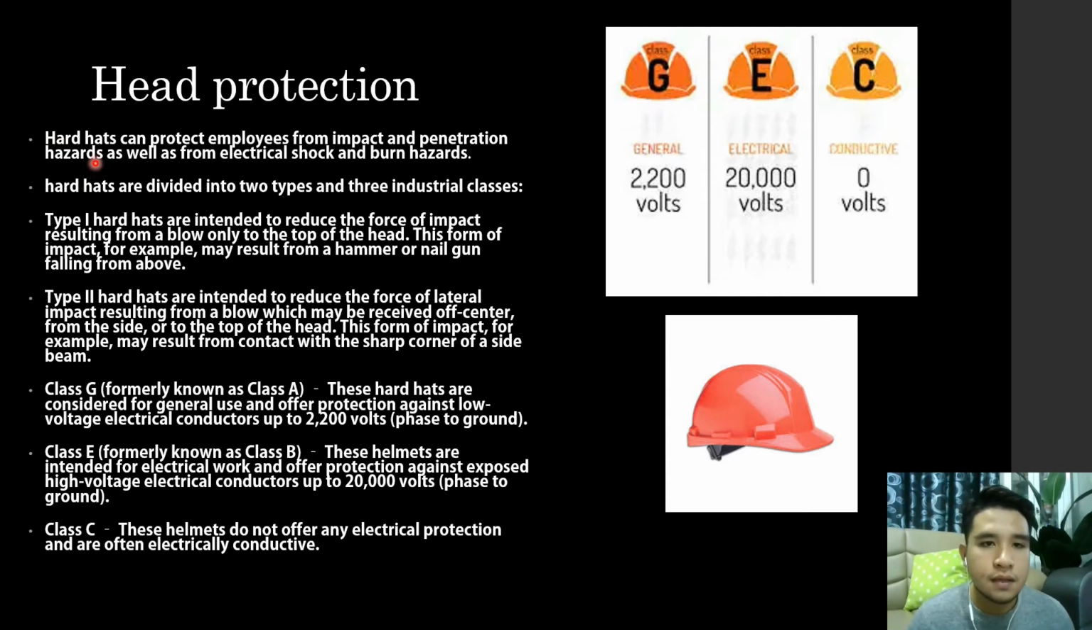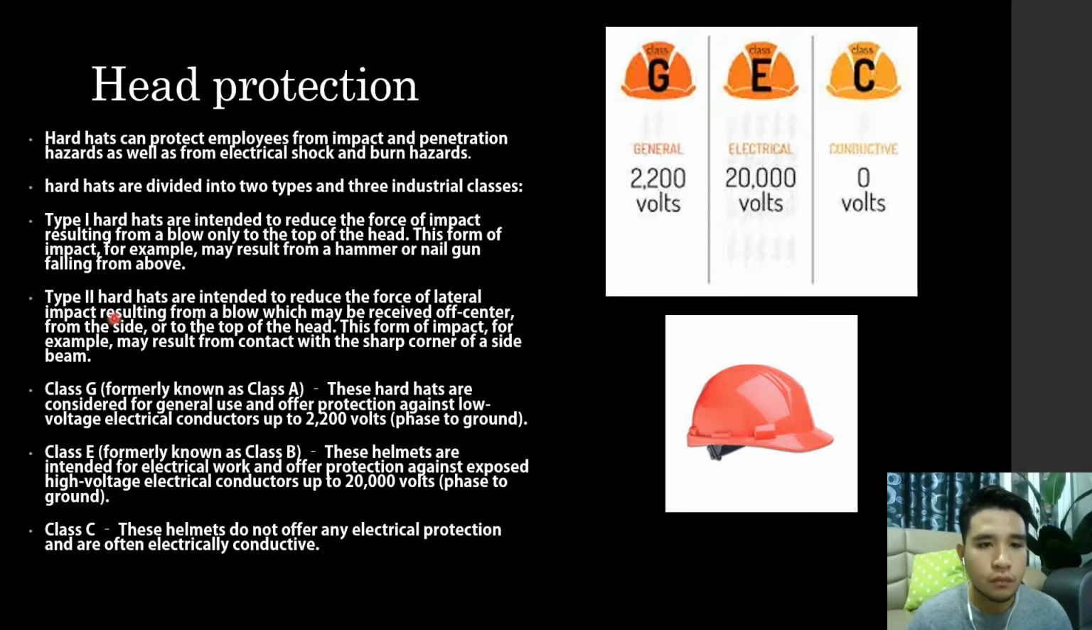Hard hats can protect employees from impact and penetration hazards, as well as from electrical shock and burn hazards. Hard hats are divided into two types and three industrial classes. Type 1 hard hats are intended to reduce the force of impact resulting from a blow only to the top of the head. This form of impact, for example, may result from a hammer or nail gun falling from above.